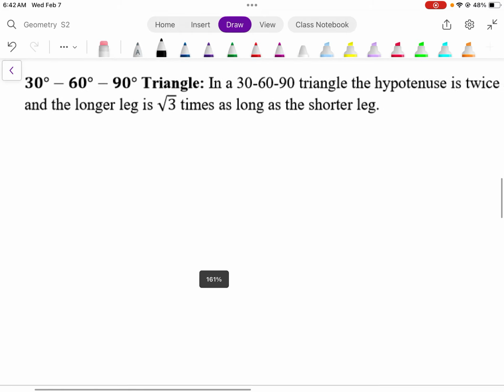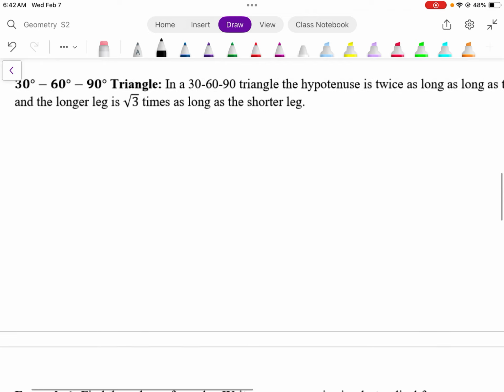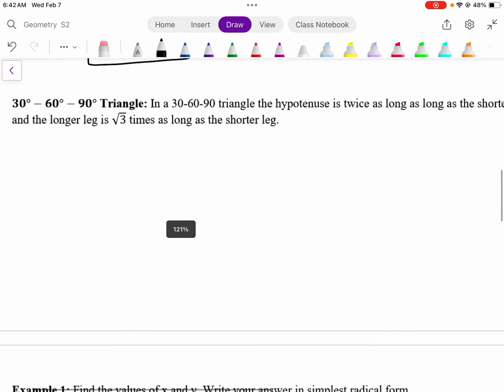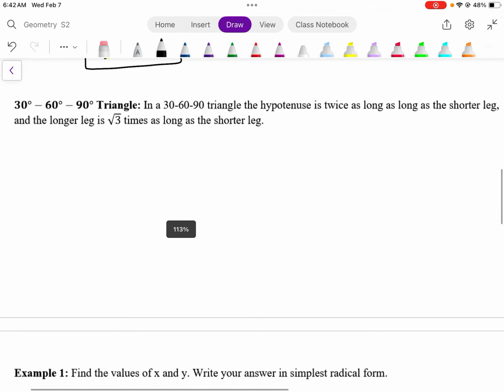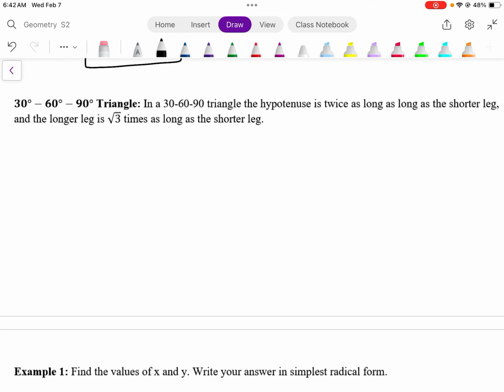Okay, so then that brings us to the new part for today. Today, we're going to go over our 30, 60, 90 triangles. So this is, again, another type of special right triangle that you are going to need to know. In a 30, 60, 90 triangle, the hypotenuse is twice as long as the shorter leg, and the longer leg is the square root of 3 times as long as the shorter leg. So just reading the definition, it's kind of confusing to keep track of all that.